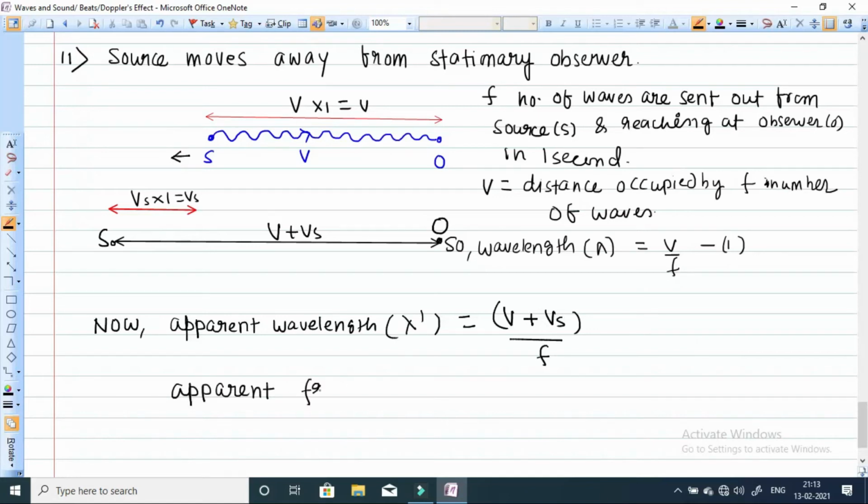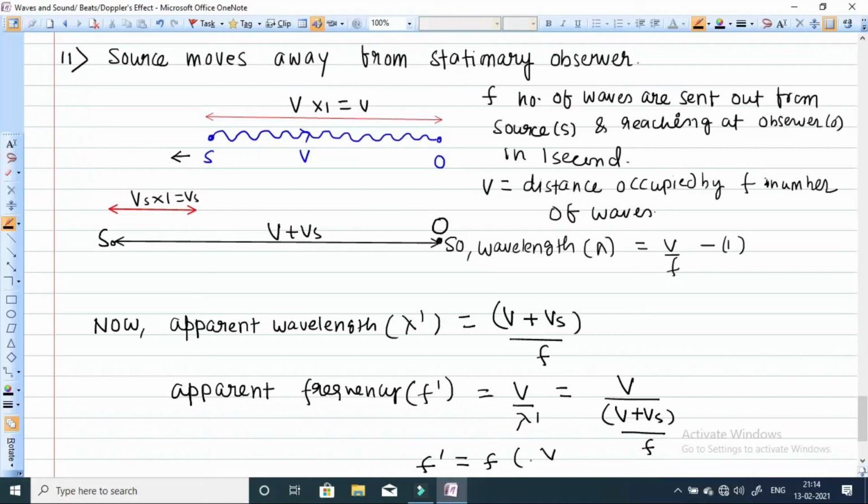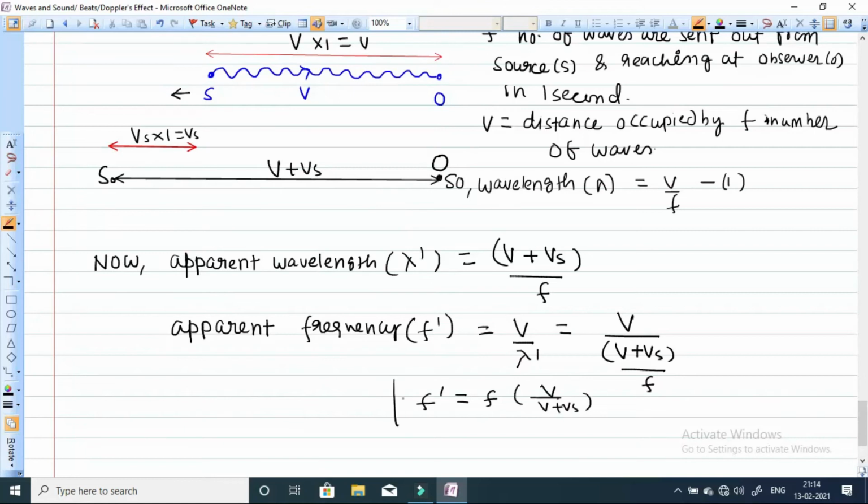So apparent frequency f dash will become V by lambda dash, and we can write V by lambda dash can be replaced with V plus Vs divided by f. So this f dash will be equal to f into V divided by V plus Vs. So this is the apparent frequency, and f is the frequency of the original source of sound.